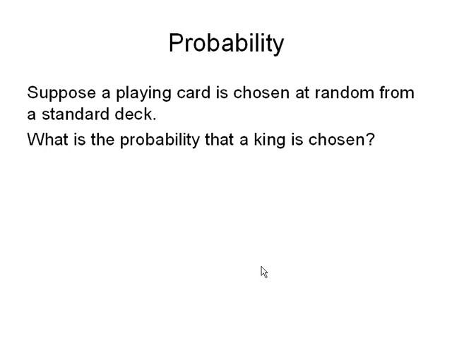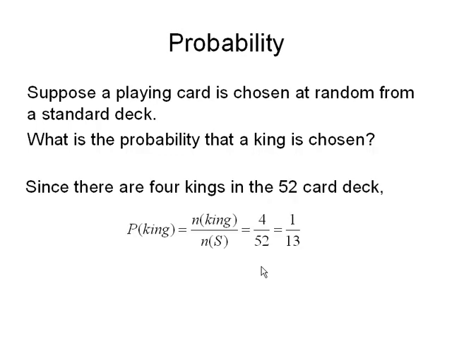Suppose a playing card is chosen at random from a standard deck. We choose this out. We don't know what's going to come out. It's going to be a random occurrence. And what we want to know is what is the probability that a king is chosen. So in our case, there are 4 kings in the 52 card deck. So when I ask for the probability of a king, I want to know the number of kings divided by the number of things in the sample space, or 4 divided by 52, and that reduces to 1/13.